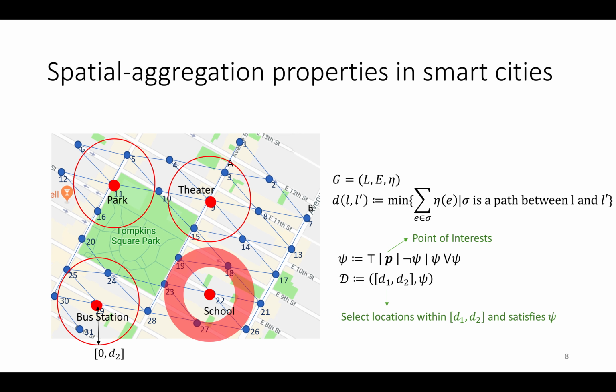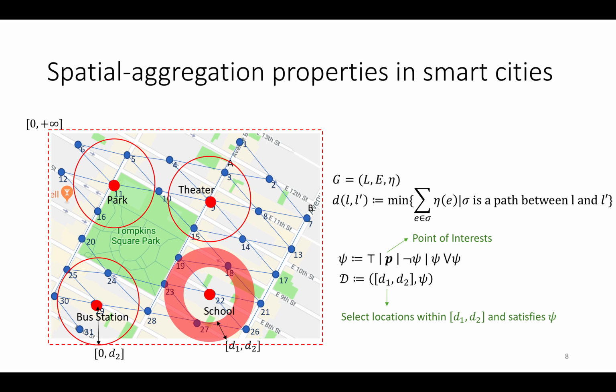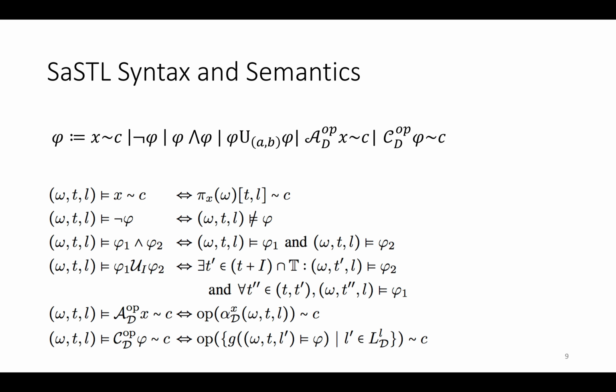D2 is a spatial range. Also, we can specify a spatial range like a donut shape from, say, D1 to D2. And in the special case that we want to check, say, all the locations within a city as a default range, we can say from 0 to infinity.